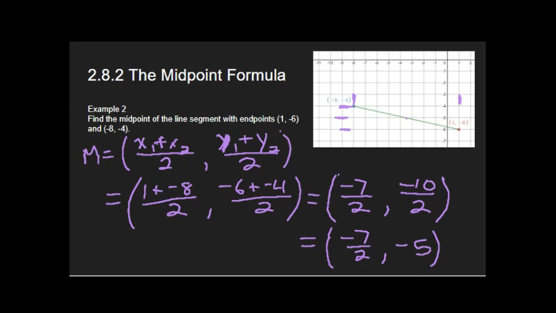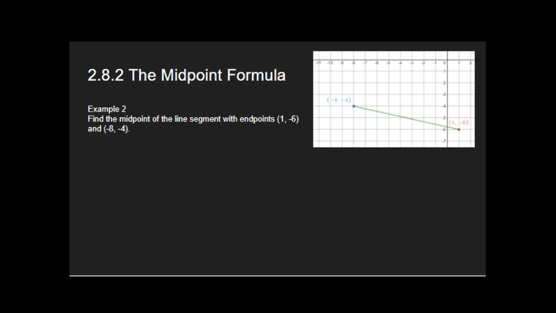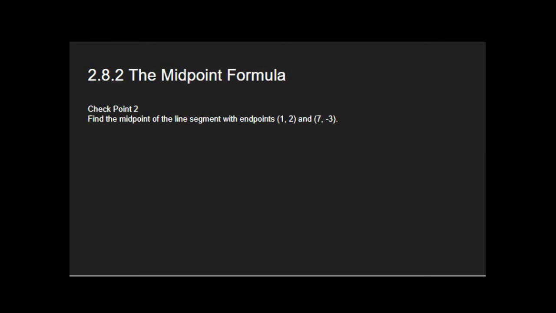So let's go ahead and have you try that with a checkpoint. Find the midpoint of the line segment with endpoints 1, 2, and 7, negative 3. Go ahead and solve that using the midpoint formula, and then check your answer once I solve it out. To solve this, we're going to go ahead and plug it in. M is equal to, and I'm not going to rewrite the formula this time, my x's are 1 and 7, 1 plus 7 divided by 2. My y's are 2 and negative 3, 2 plus negative 3 divided by 2.